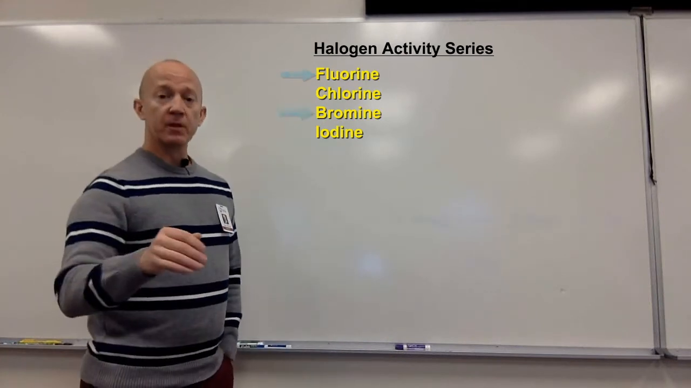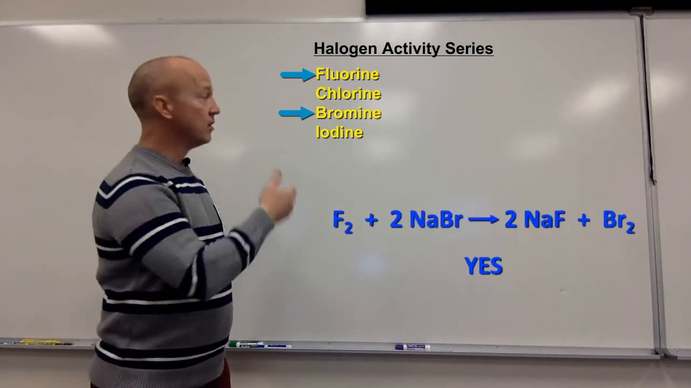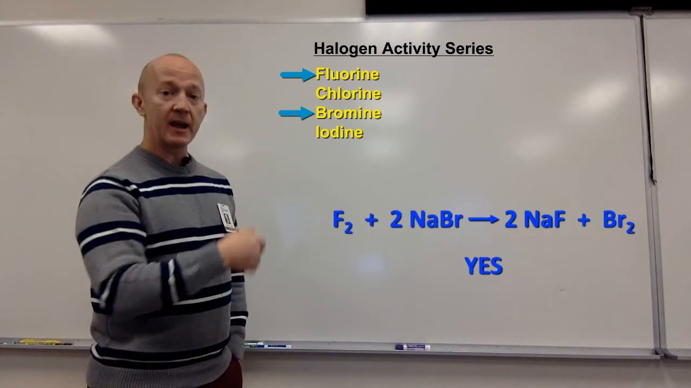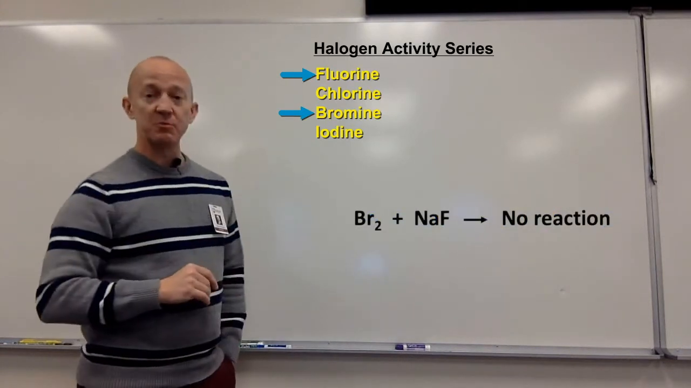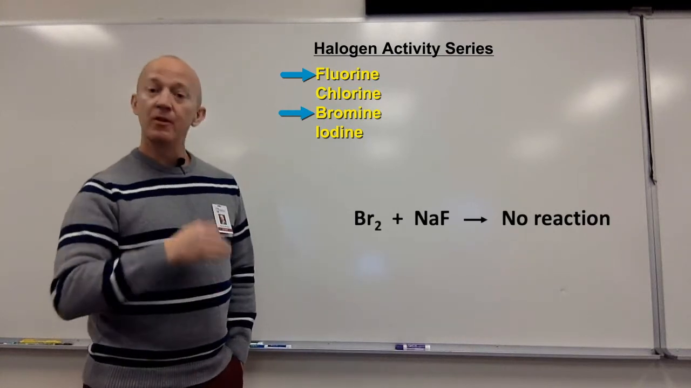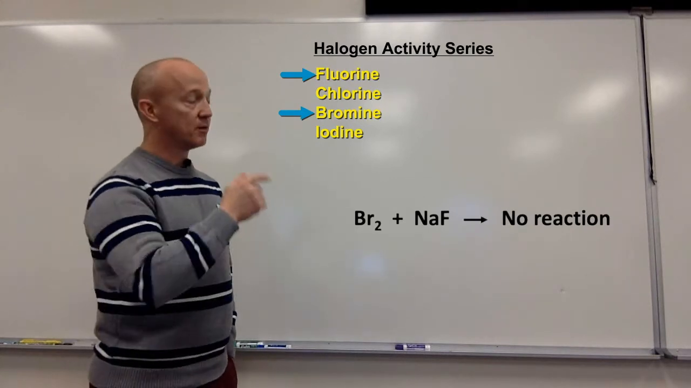So for example, we do have a reaction between fluorine gas and sodium bromide. The result of that reaction is sodium fluoride and bromine liquid. On the other hand, we do not have a reaction between bromine liquid and sodium fluoride. No reaction occurs because the bromine isn't active enough to replace the fluorine.